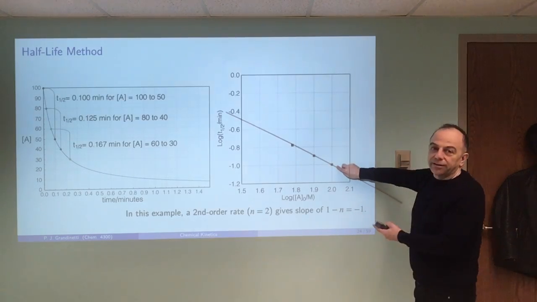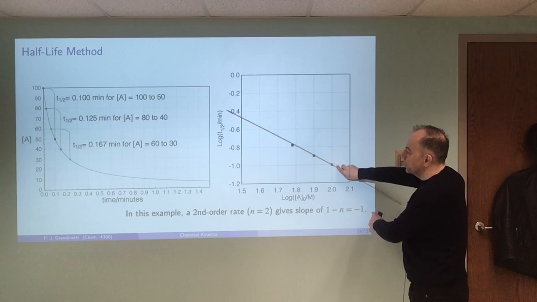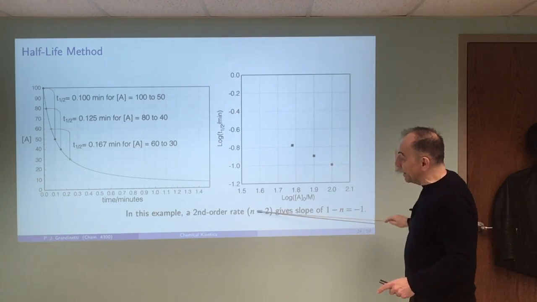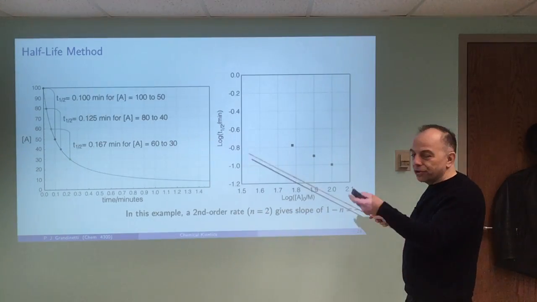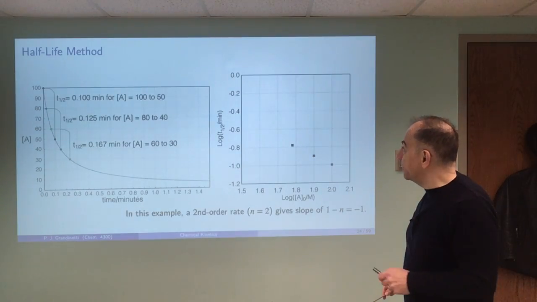And so for a second order reaction rate, we expect that slope to be minus 1. But working backwards from the slope, you can get whatever n is, whether it's 0, 1, 2, 3, or whatever. Okay, that's called the half-life method.